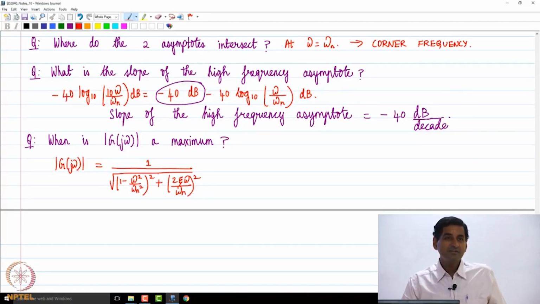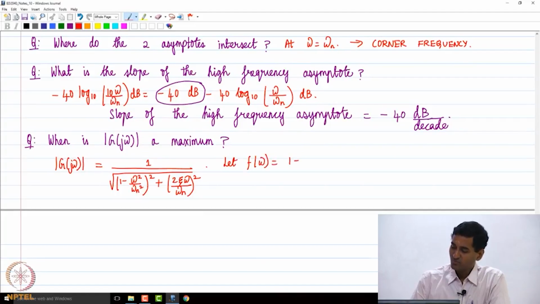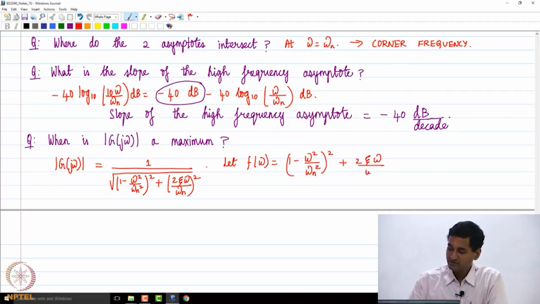But here I can use a simpler method. Since the numerator is 1, I will have a maximum where the denominator is a minimum. I can even remove the square root. So at whatever frequency the term within the square root in the denominator is a minimum, that's the frequency at which the magnitude of G(jω) is going to be a maximum. Let's call f(ω) as (1 minus ω squared by ωn squared) whole squared plus (2ζω by ωn) whole squared.